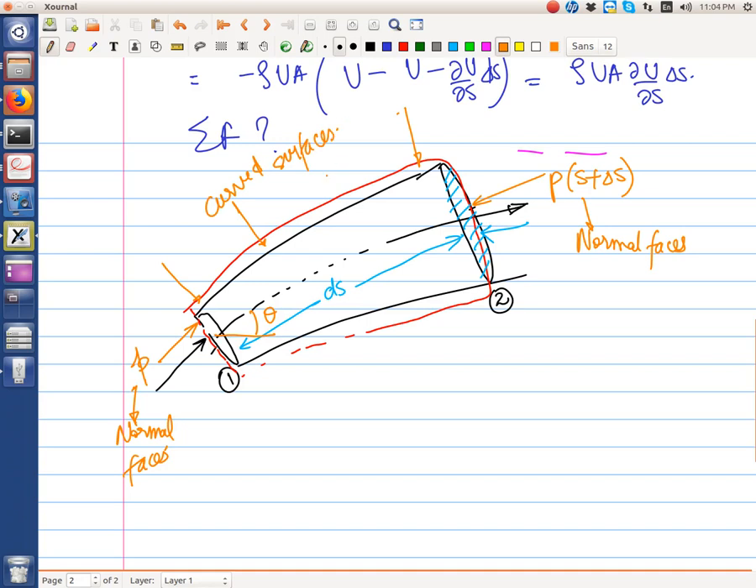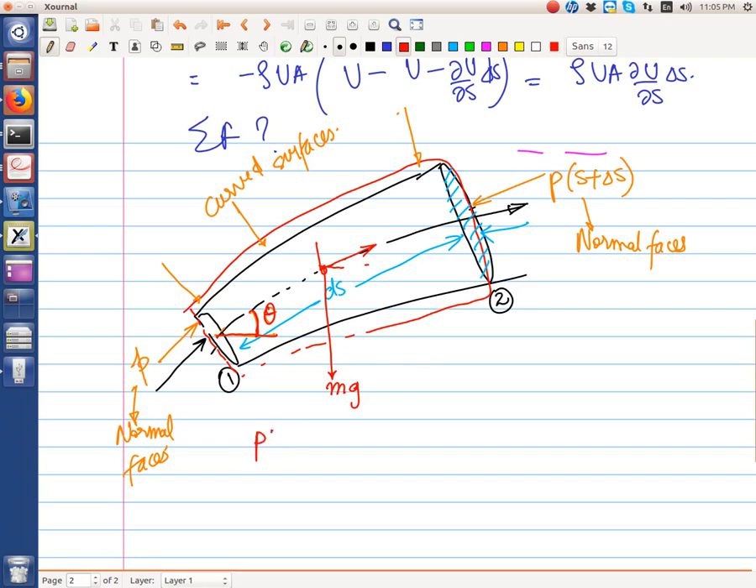Okay, and if this whole tube is inclined at an angle theta, then the mass of this whole element, if this is mg, the component in the s direction will be something like this. So that will be equal to minus rho g sine theta. Anyway, let's write this down completely.